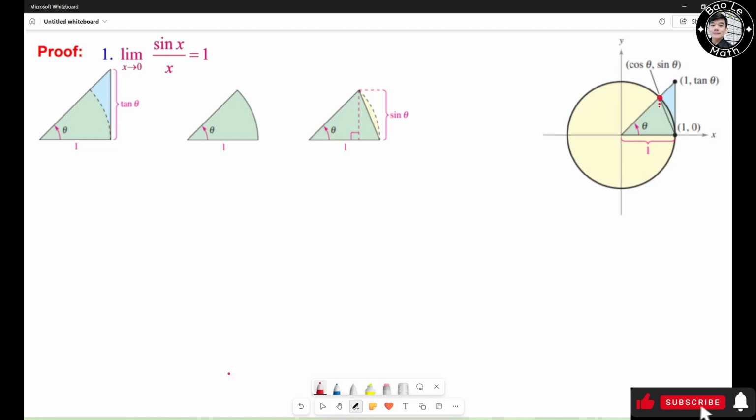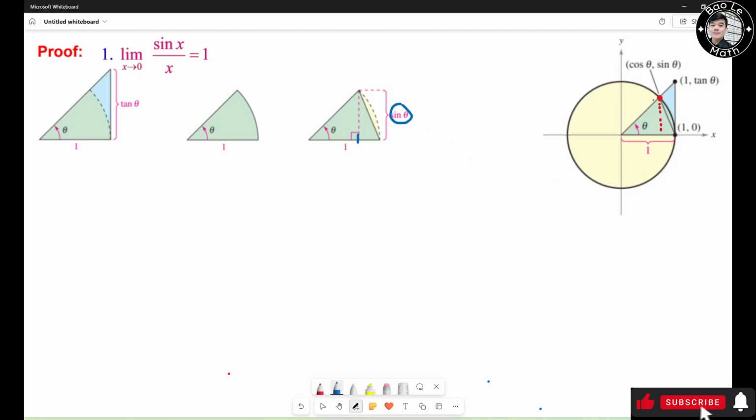Now I need to project down to find this side length. So how do I find this side length? I'm going to use the trigonometric ratio in the right triangle, this right triangle right here. So I have sine theta equals opposite over hypotenuse. Opposite, which means this side right here, I call this one y. So y over hypotenuse, which is 1, so y equals sine theta. That's why the height right here equals sine theta.